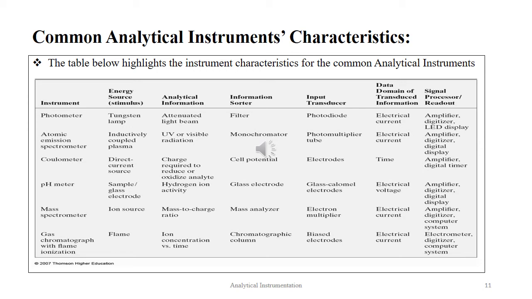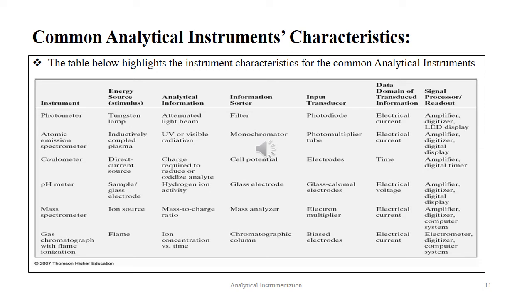Mass spectrometry, the energy source is ion source. Mass to charge ratio is the analytical information. Mass analyzer is the information sorter. Electron multiplier is the input transducer. Electrical current is the data domain of transduced information.